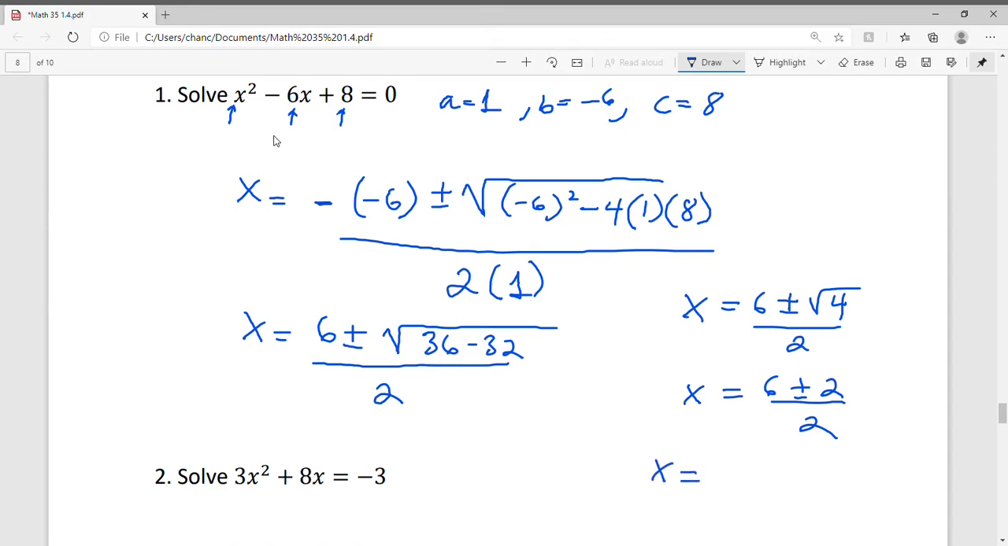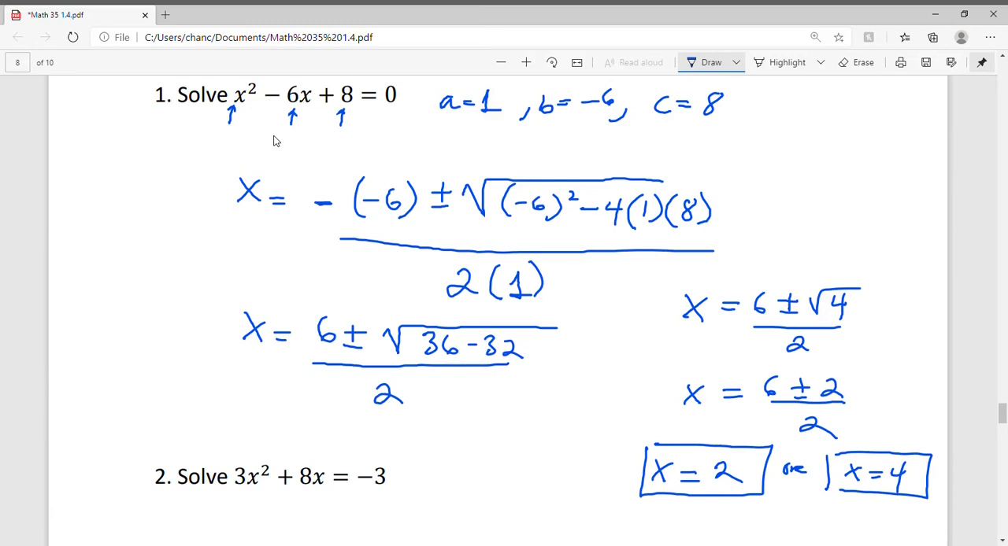And we do have two answers. I'll do the subtraction first. That's 6 minus 2, so 4 divided by 2. My first answer is 2. Do it again, this time with the addition. 8 divided by 2, that's 4. So we get two answers, x equals 2 or x equals 4.